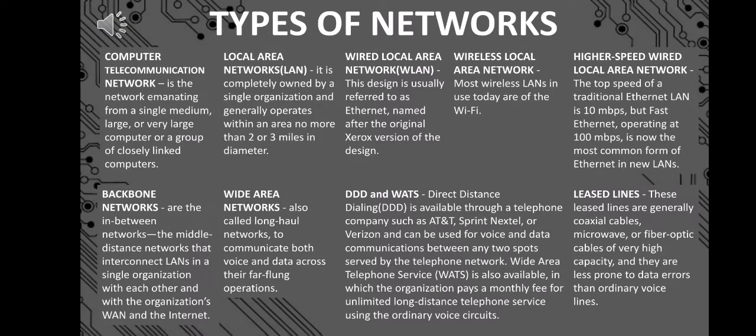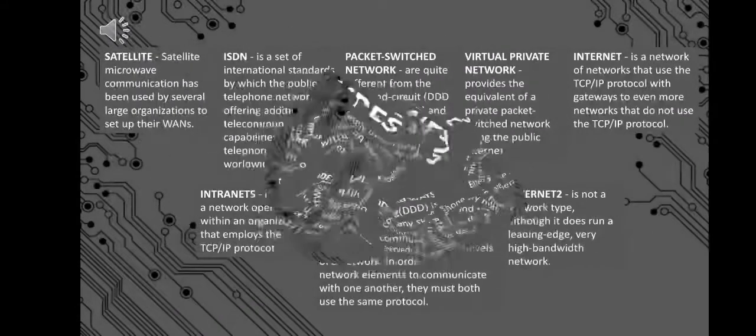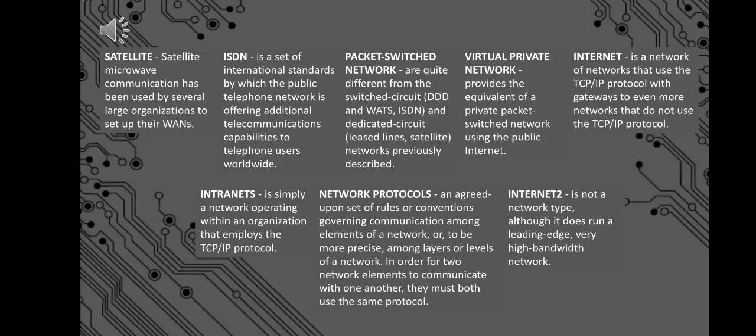Leased lines. These leased lines are generally coaxial cables, microwave, or fiber optic cables of very high capacity, and they are less prone to data errors than ordinary voice lines. Satellite. Satellite microwave communication is being used by several large organizations to set up their WANs.